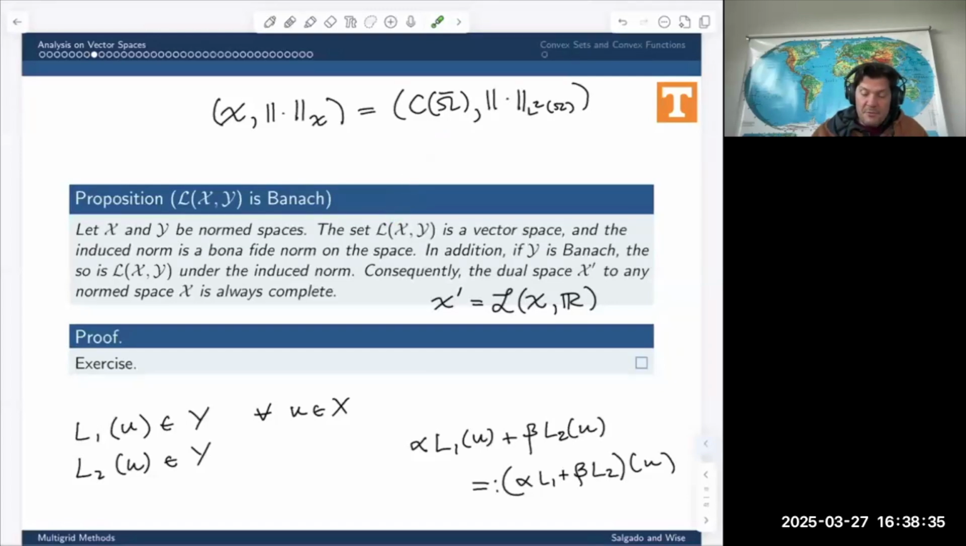And as long as I pair this with a Y for my range space, then this space is always going to be complete. It's always going to be a Banach space.